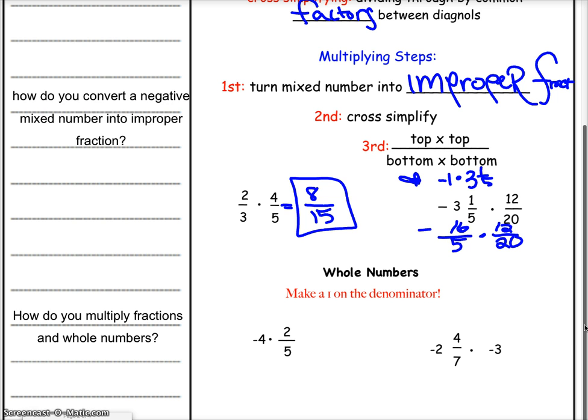I got some big numbers going on here, so I always check, can I cross simplify? They share a factor of 4, don't they? 16 divided by 4 is 4. 20 divided by 4 is 5. 12 and 5 don't share anything, so that's all I can do. Top times top, -4 times 12 is -48, over bottom times bottom, 25.